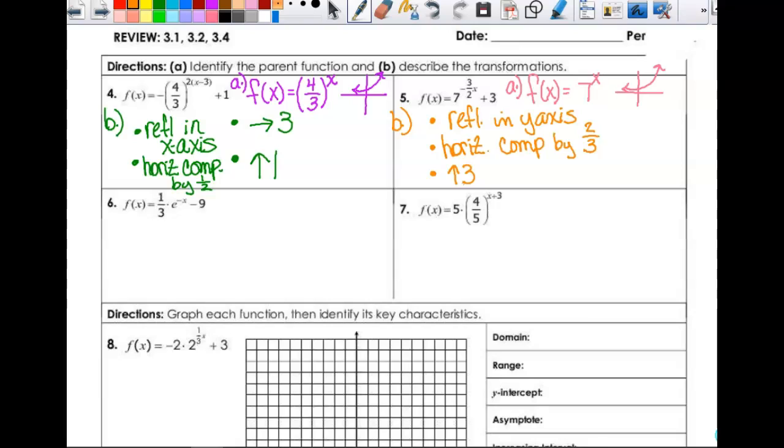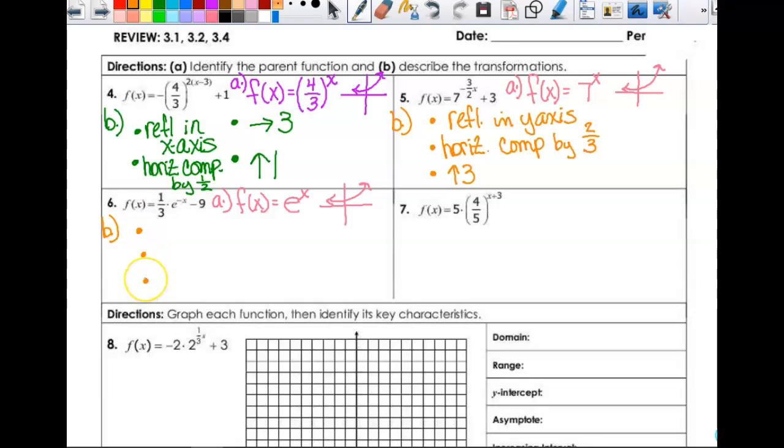Now, this e, does it change how my transformations work? No, it doesn't. So my parent function is f of x equals e to the x power. Is that increasing or decreasing? Increasing. And then my b, how many transformations do I have? 3. Good.